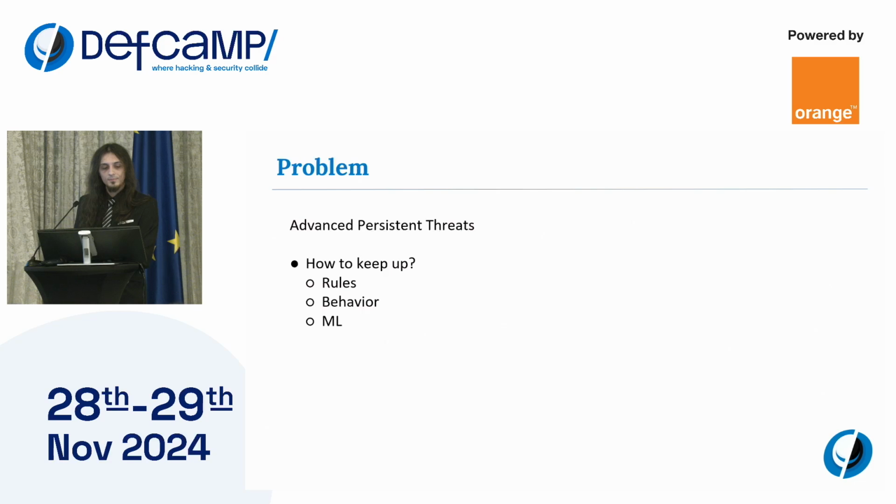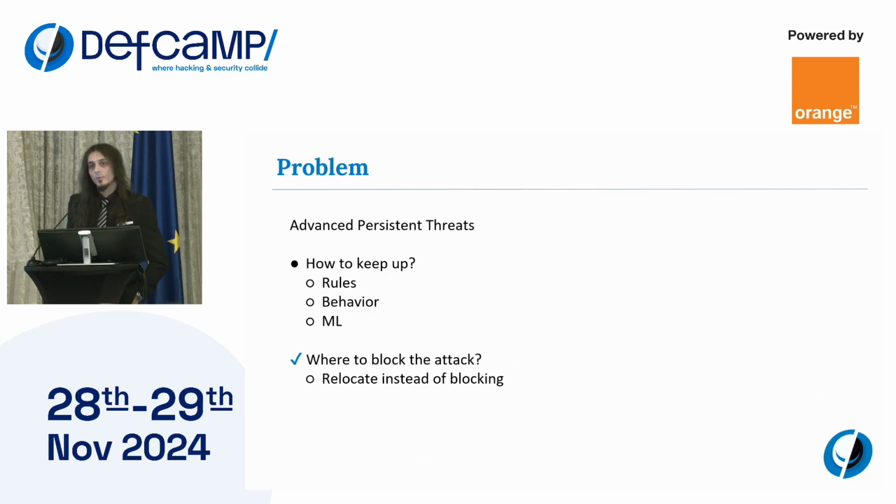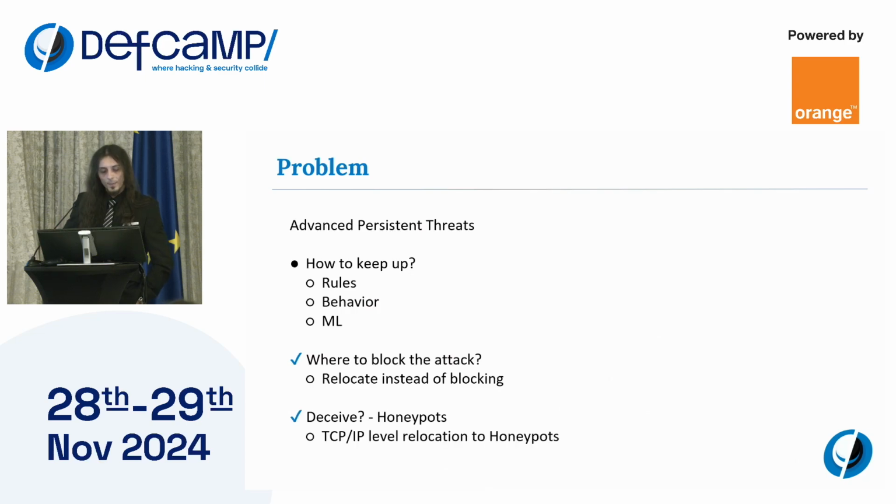Back to our problem, how to keep up, we still have to think about that, but where to block attack, we propose to relocate attacks instead of blocking them. That way we can get personalized payloads. About the honeypots, well, now we can relocate attacks. However, the research so far only solved the problem of TCP IP communication, the sequence and acknowledgement numbers.